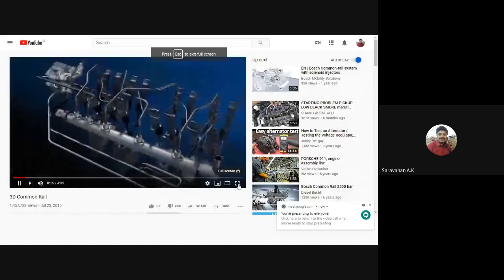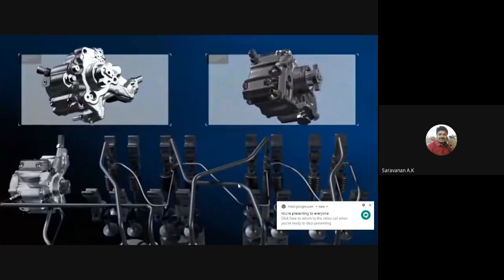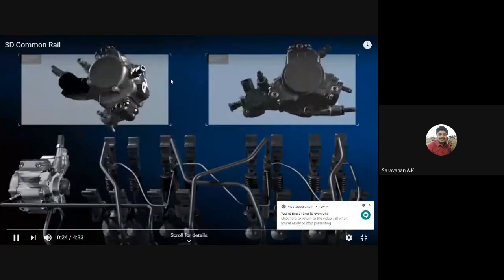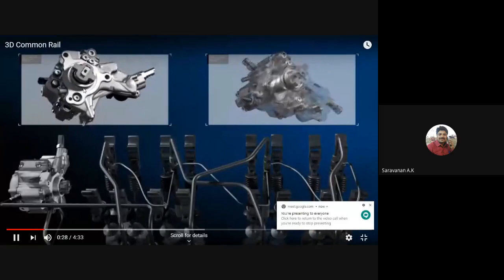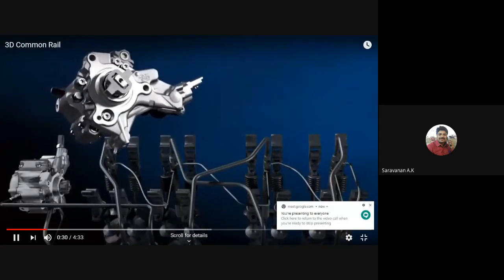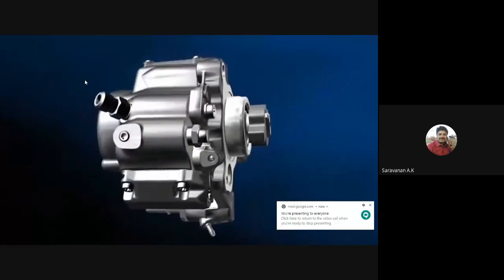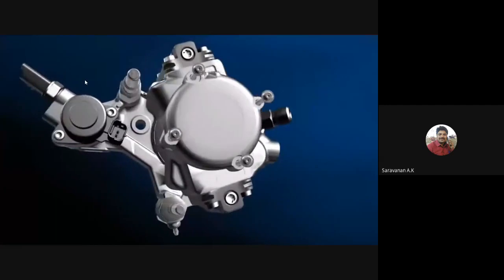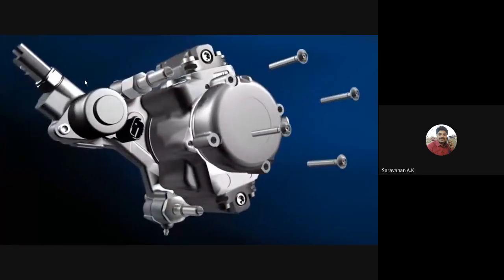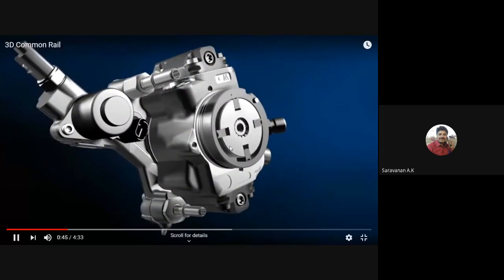So here you can see it is a common rail system. It is the high pressure pump. In this pump, we can see how the low pressure fuel will be compressed and how the pressure will be generated and increased. It is the fuel high pressure pump, and it is a rotary type of pump.